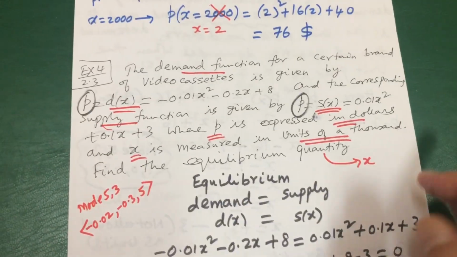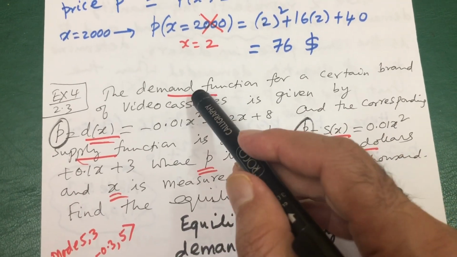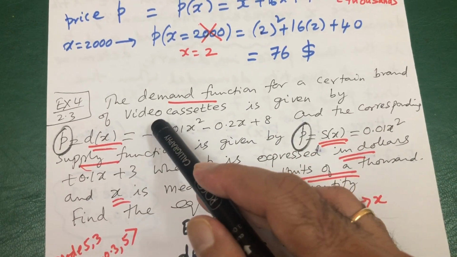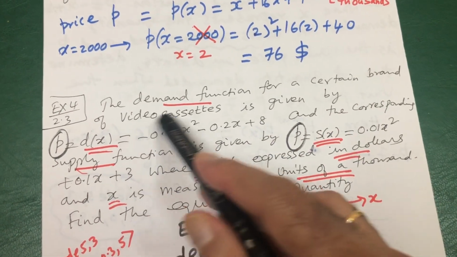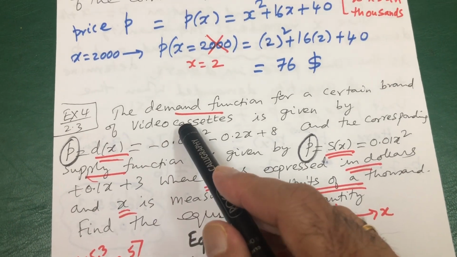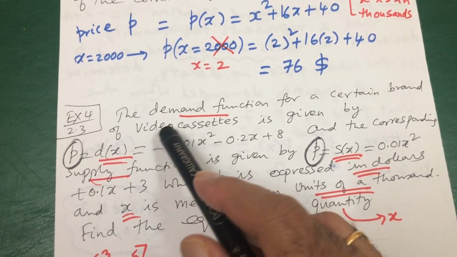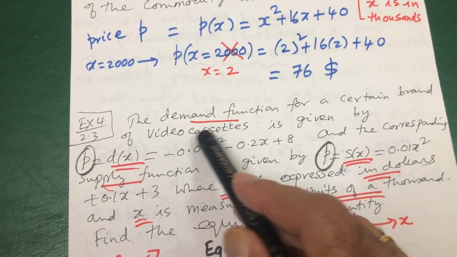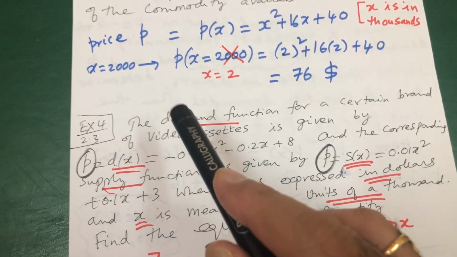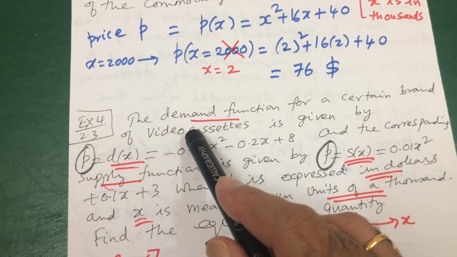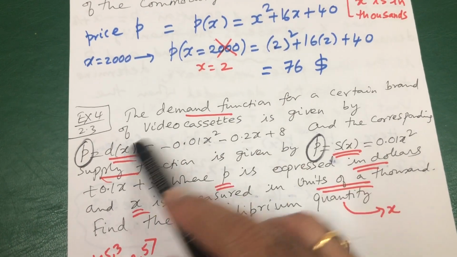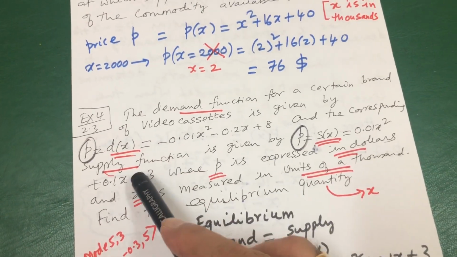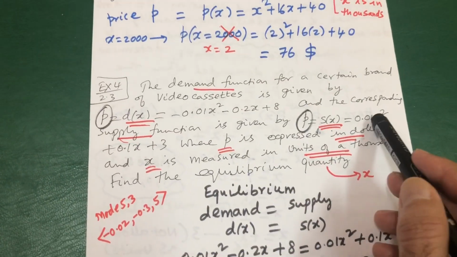Let us do the demand and supply functions. This is the demand function of video cassettes. So you cannot have negative video cassettes. You cannot have half a video cassette. You cannot have 0.25 video cassettes. It's not possible. You have to have whole, positive numbers only. Here a demand function is this and the supply function is this. Something is given.